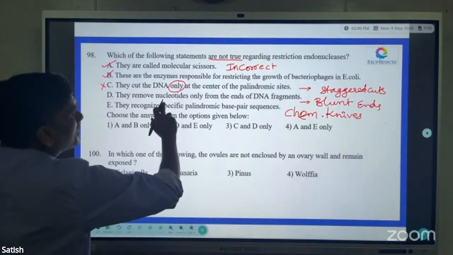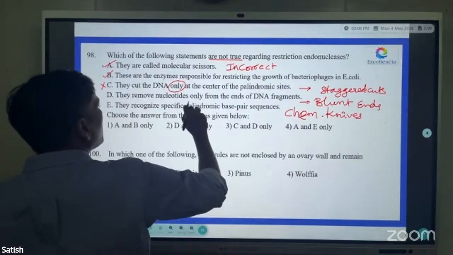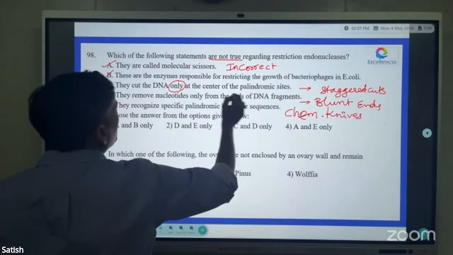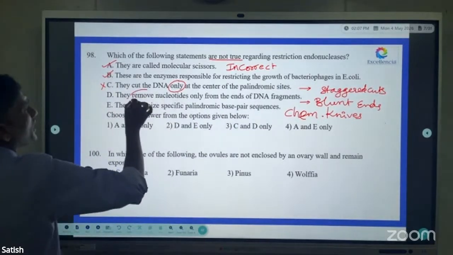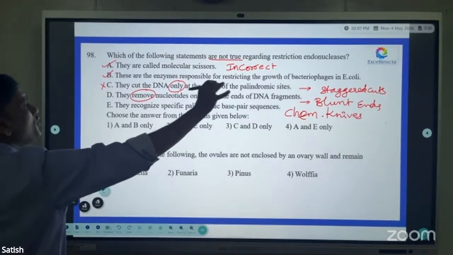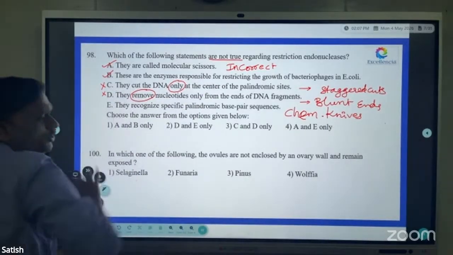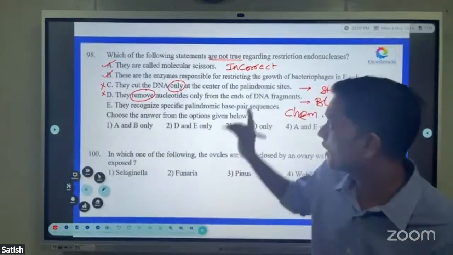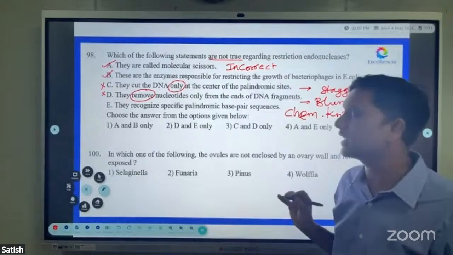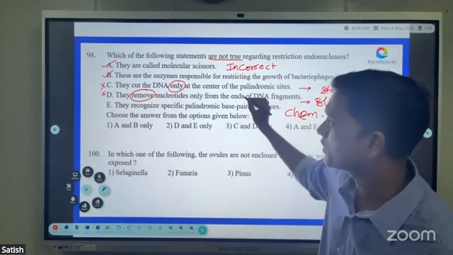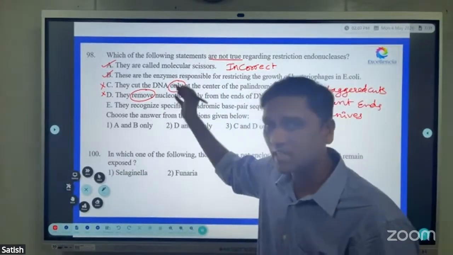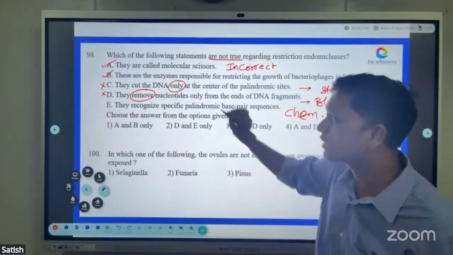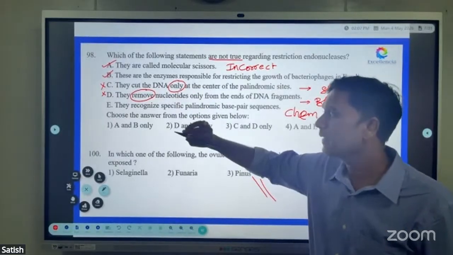They remove nucleotides only from the ends of DNA. So here, removal of nucleotides is not by endonucleases, but by exonucleases. So restriction enzymes are of two types. One is endonucleases and one is exonucleases. So removal of nucleotides mainly takes place by the activity of the second type of enzyme, that is exonuclease. So it's wrong option, wrong statement.